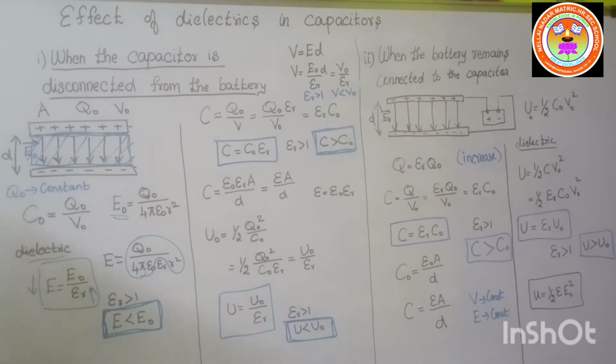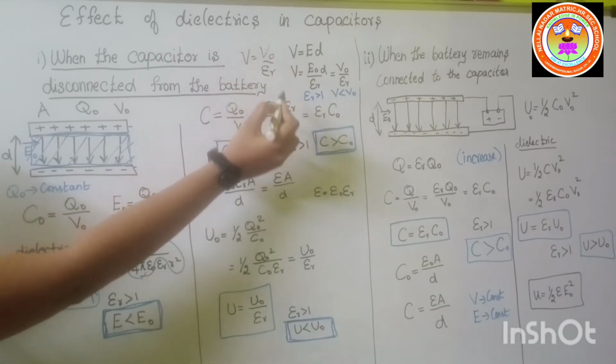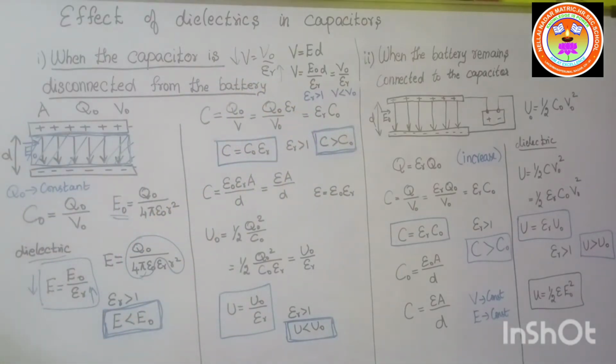Now listen children, here E naught is the electric field for the air medium. So E naught into d indicates V naught. So we are getting the formula V is equal to V naught by epsilon r. We all know that epsilon r is a greater value, so the potential value will decrease. So the potential, that is the voltage, decreases. That is the second concept.